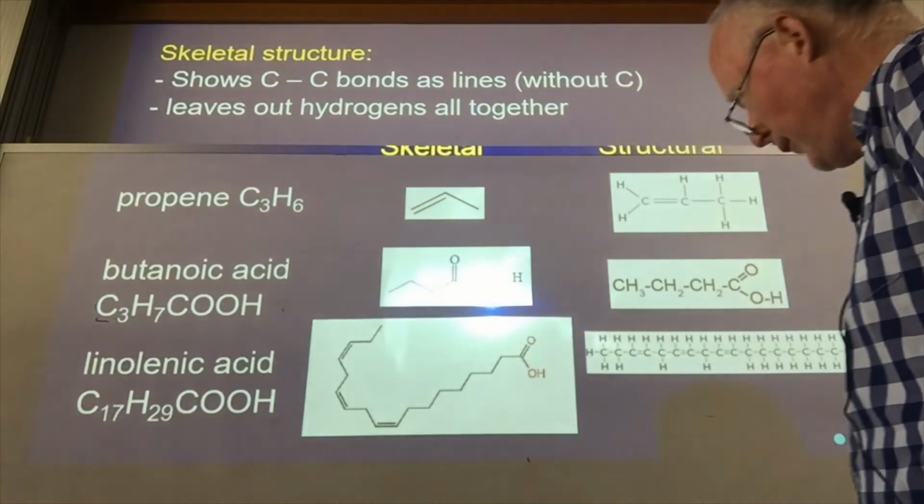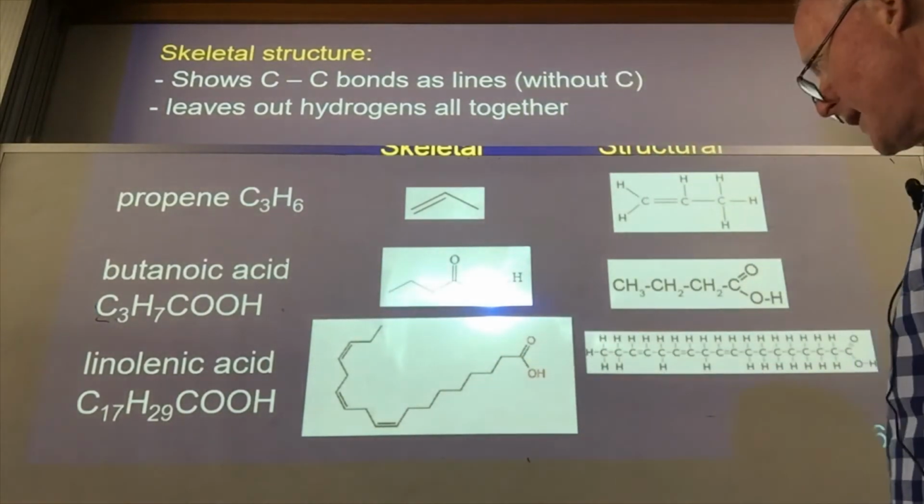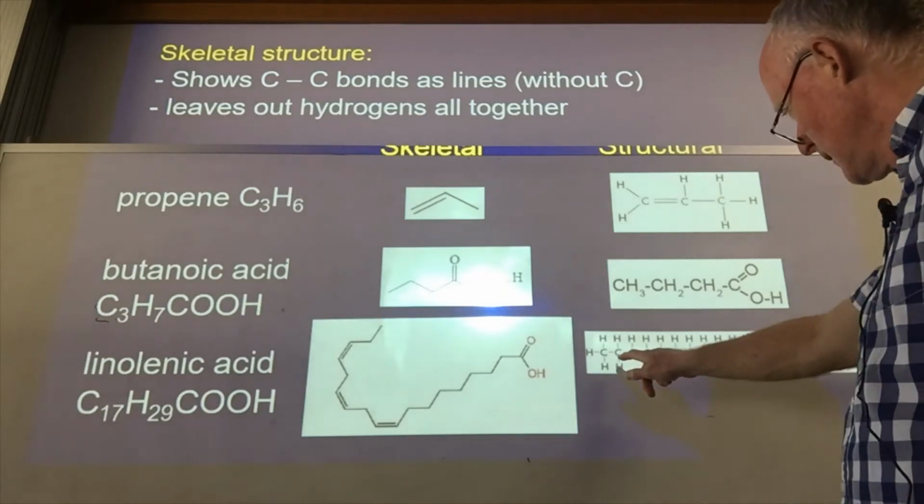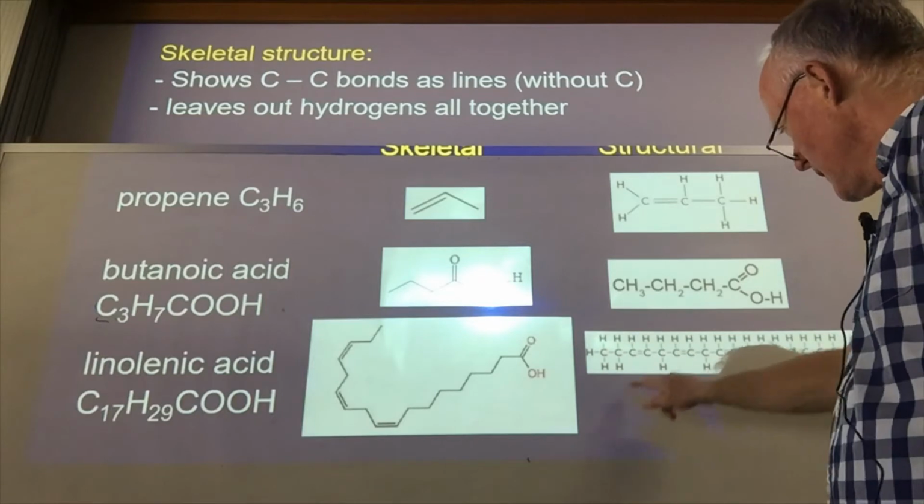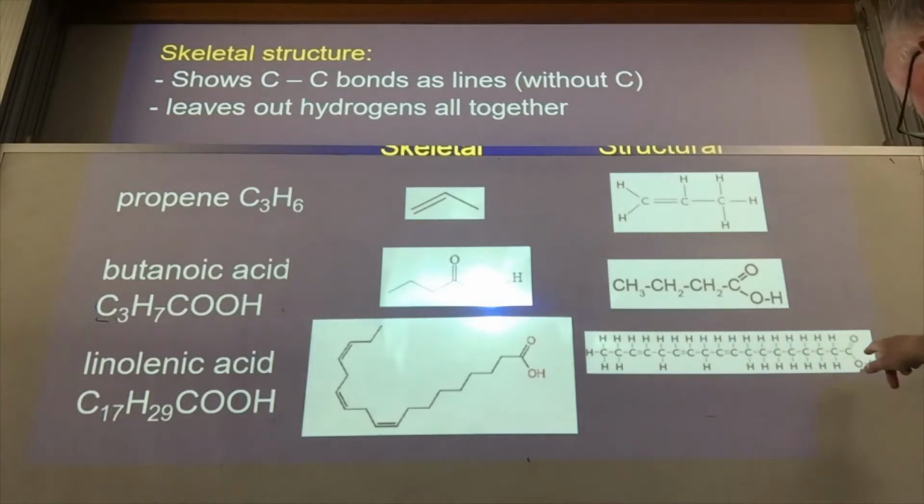3 double bonds, all in a particular cis arrangement, and it's a fatty acid. It's got a carboxyl group. See that instantly just by looking at it. And we draw it the same way. We would just start here, do zigzag, zigzag, zigzag, zigzag all the way down, chuck in the double bonds where appropriate, and put the carboxyl group on the end.